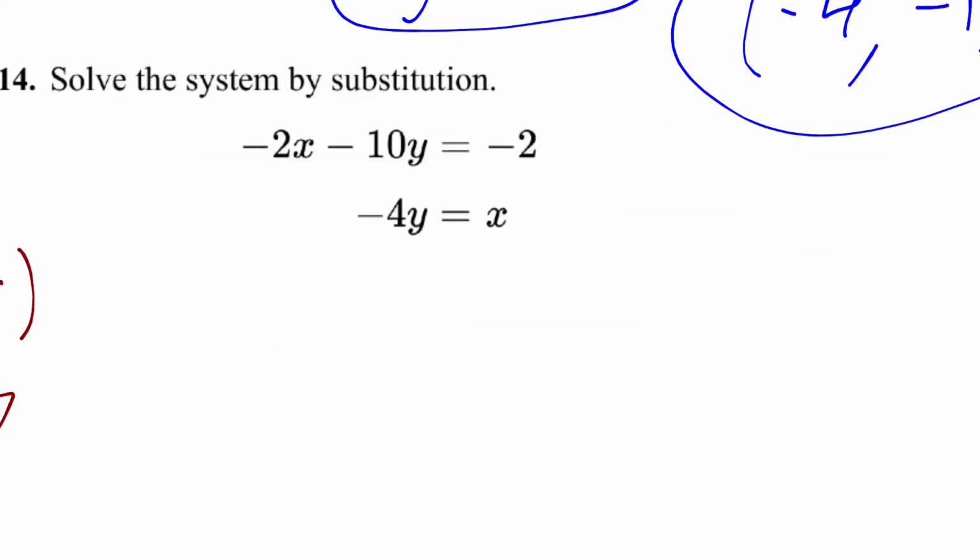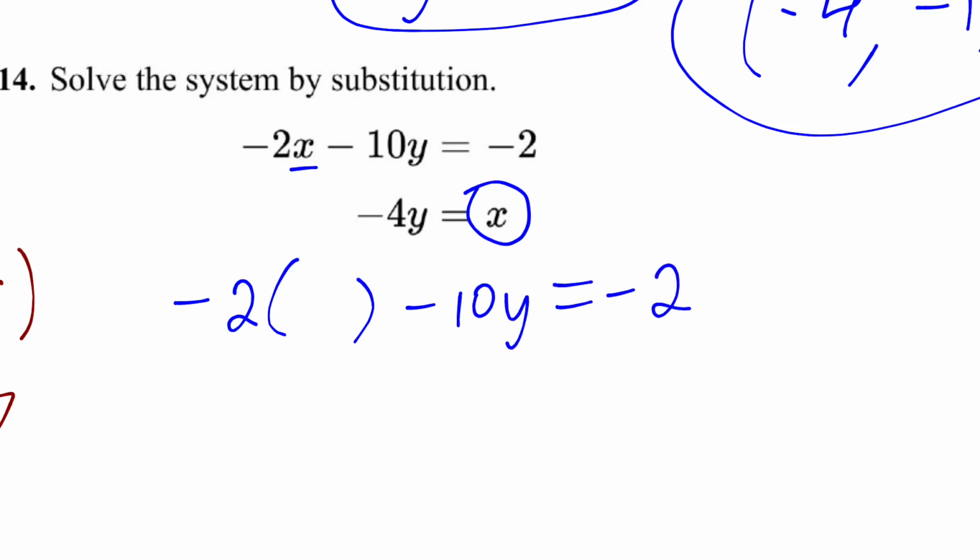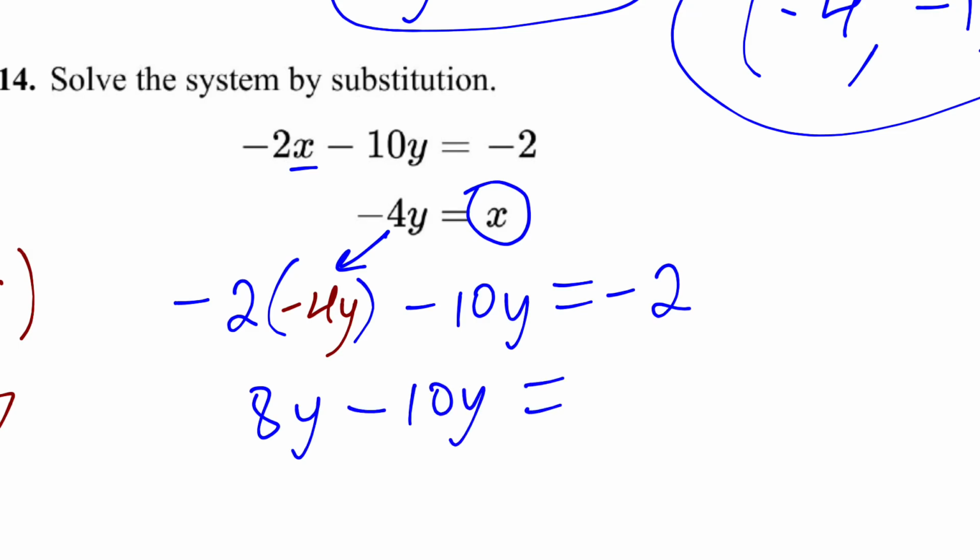So the letter I'm going to choose is this one because it's 1x all by itself. That means I'm going to be replacing the x in the other equation. So let's write it like this. And let's put that value in here, that minus 4y. First I multiply. Negative 2 times negative 4 is positive 8. Make sure you write the y there.